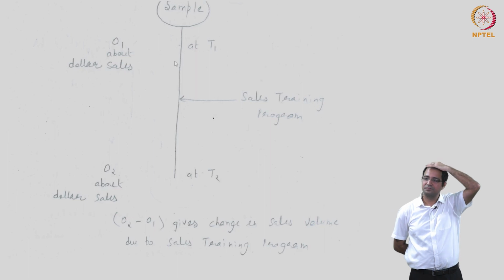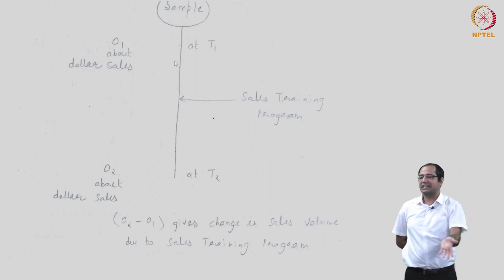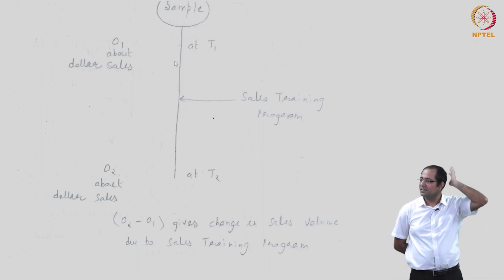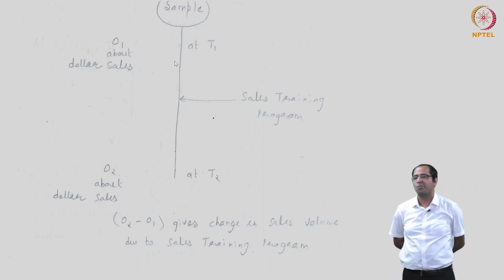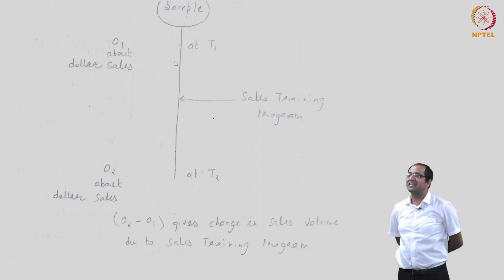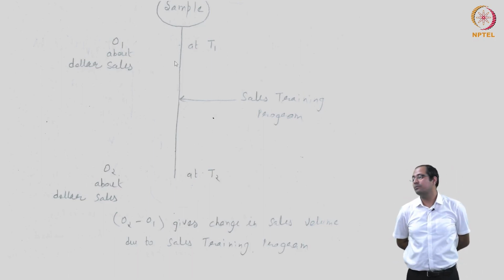The number of representatives in the territory might have changed also. They selected 15 salespeople. The number of workers in the territory was 500. Let's say that has been increased or decreased. So representativeness would have changed. That could be one of the factors.